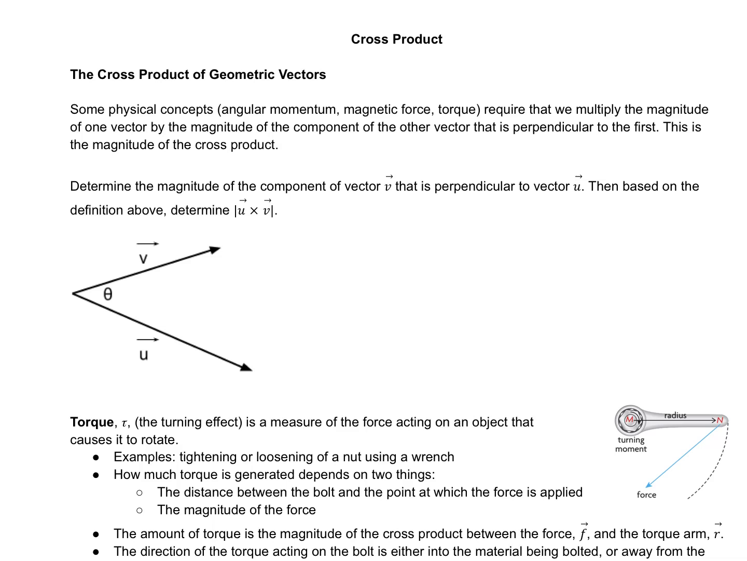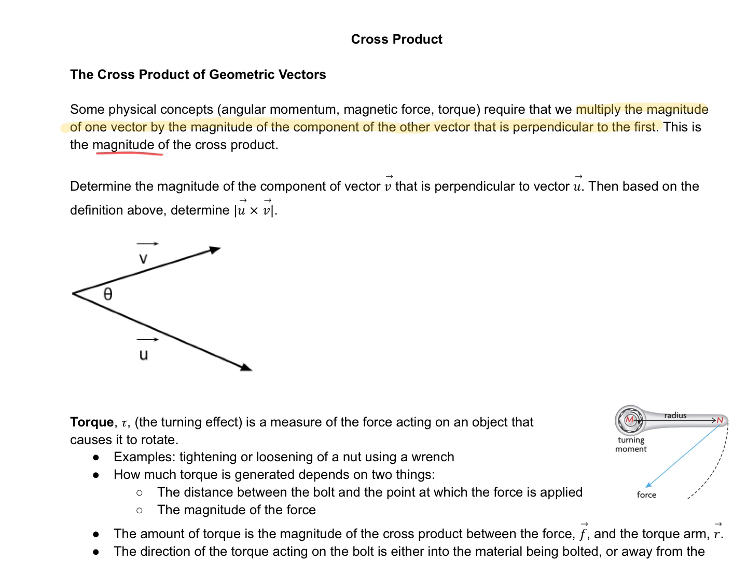In this video, we will be looking at the cross product, and we will be starting with the cross product of geometric vectors. As a reminder, a geometric vector is defined by its magnitude and direction. Now, before we get into that, there are some physics concepts like angular momentum, magnetic force, and torque that require that we multiply the magnitude of one vector by the magnitude of the component of the other vector that is perpendicular to the first. This is the magnitude of the cross product.